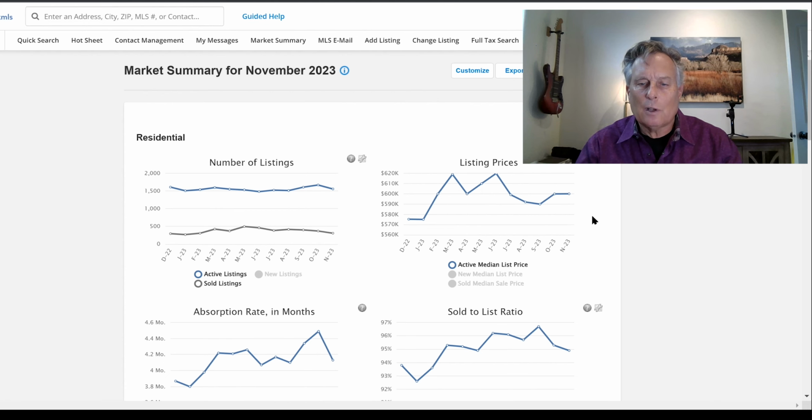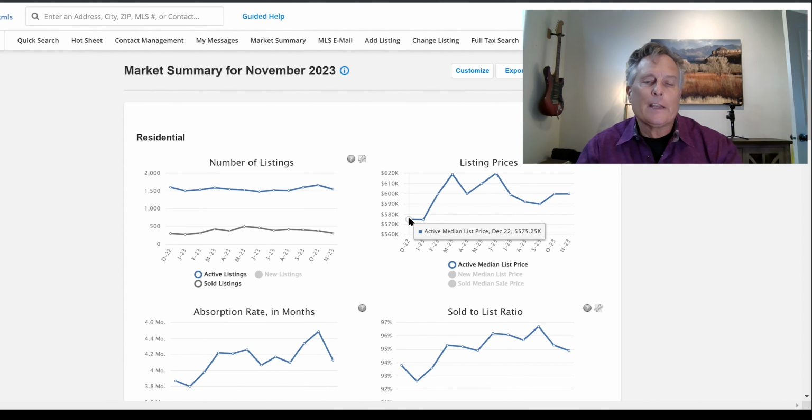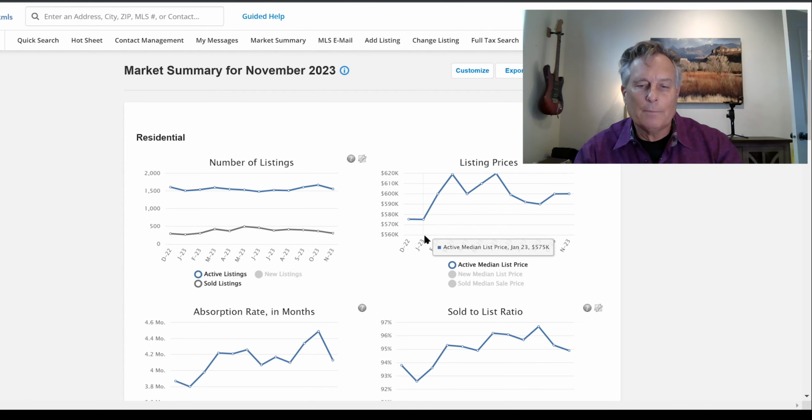Let's look at the active listings and the price that are coming on the market. You can see it kind of goes all over the place, but right now we're at 599,000, 600,000, let's call it. And last year we were at 575,000. So again, it's just what market category is inventory coming in at. It's not necessarily that this house last year is worth this much this year.